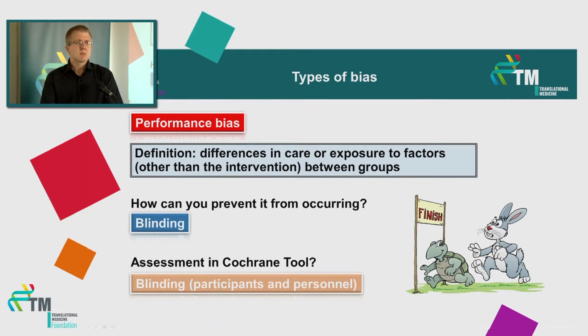How can you prevent it from happening? By blinding. If those guys who do the intervention do not know which group the patient belongs to, there is no chance for performance bias.